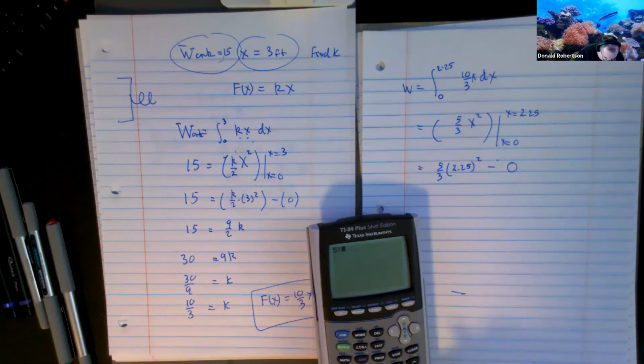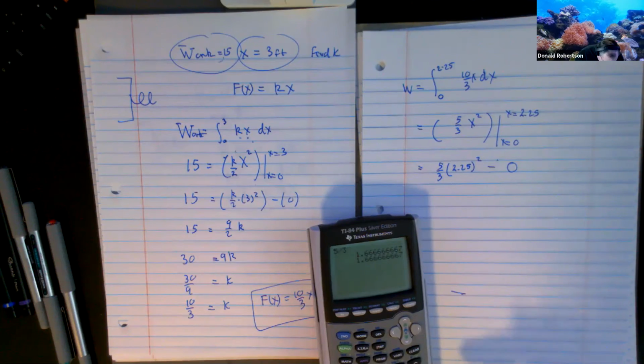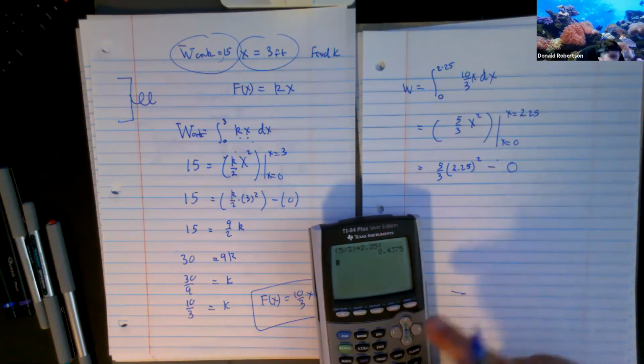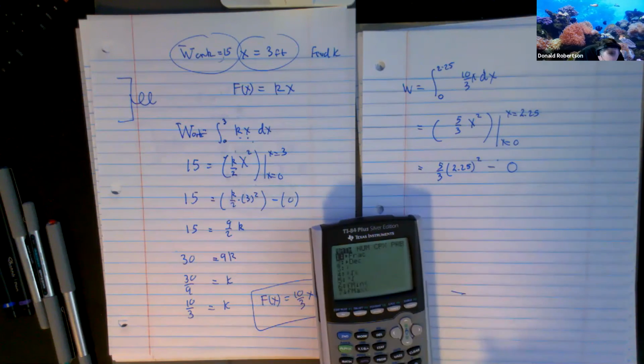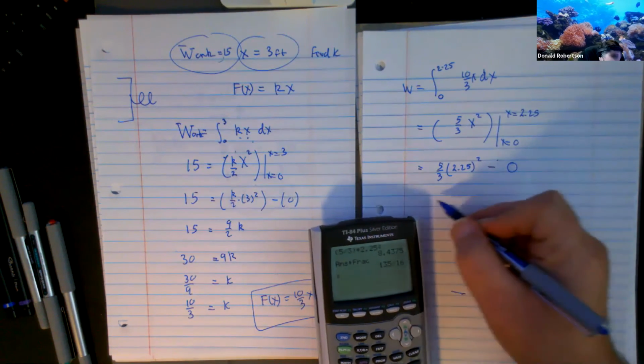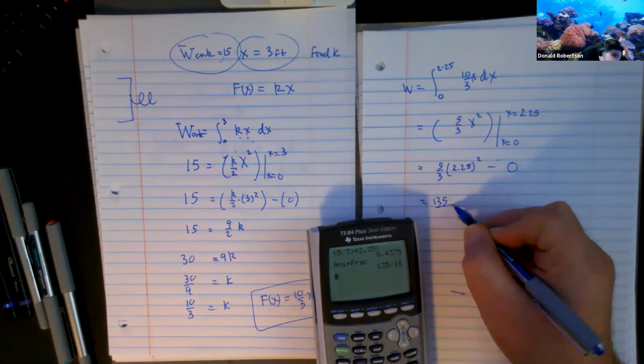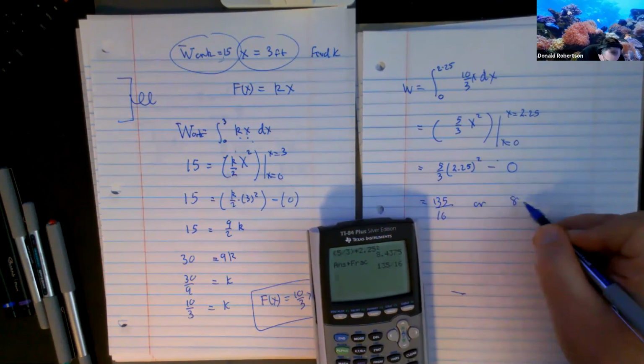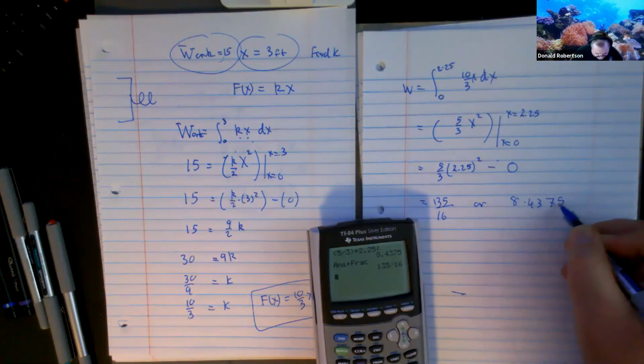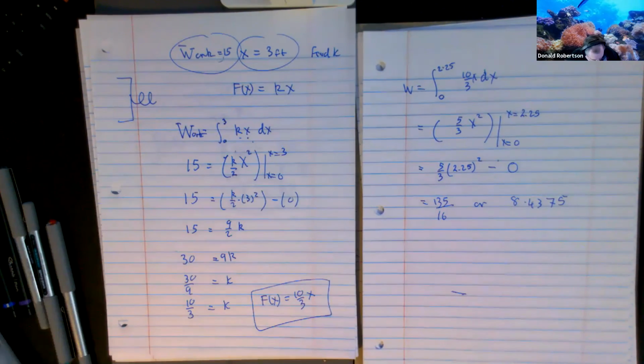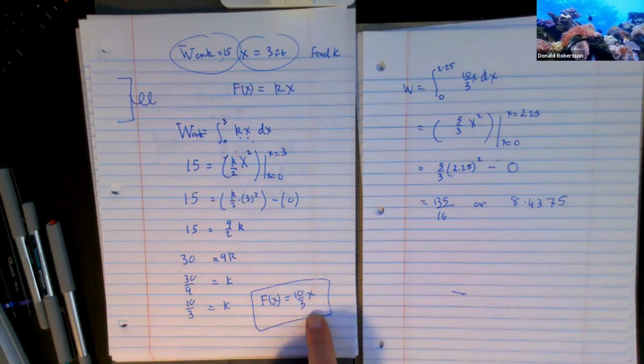5 divided by 3, excuse me. Oops, try that again. 5 divided by 3 times 2.25 squared. That's an answer, but I'm going to convert it into fractions because I think I could do it. As an exact value, it's 135 over 16, or as a decimal, it's that guy. But the key is to find the missing k.